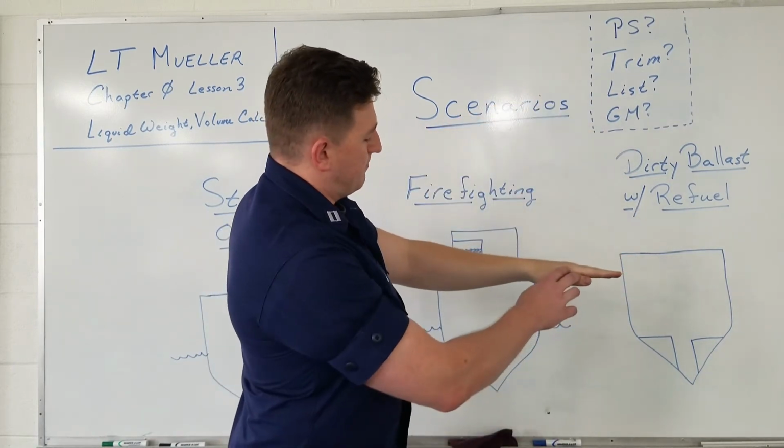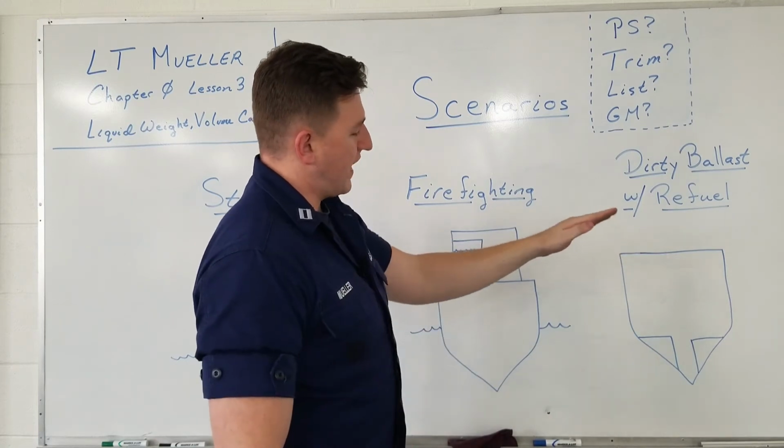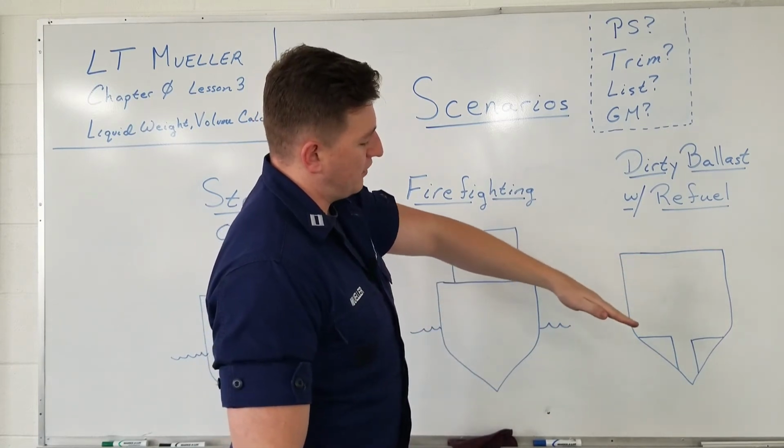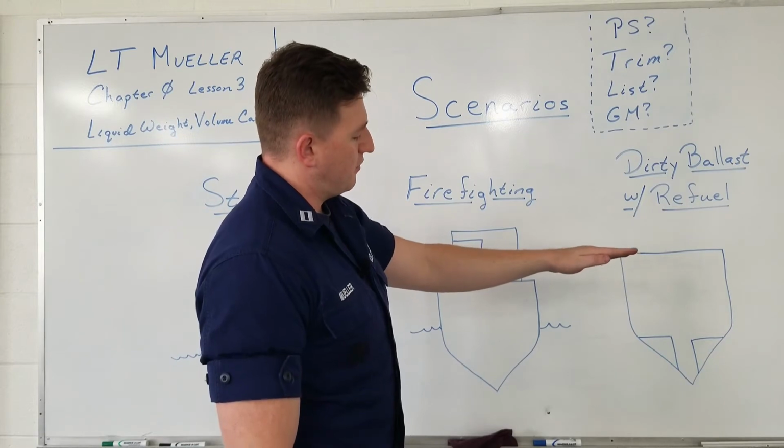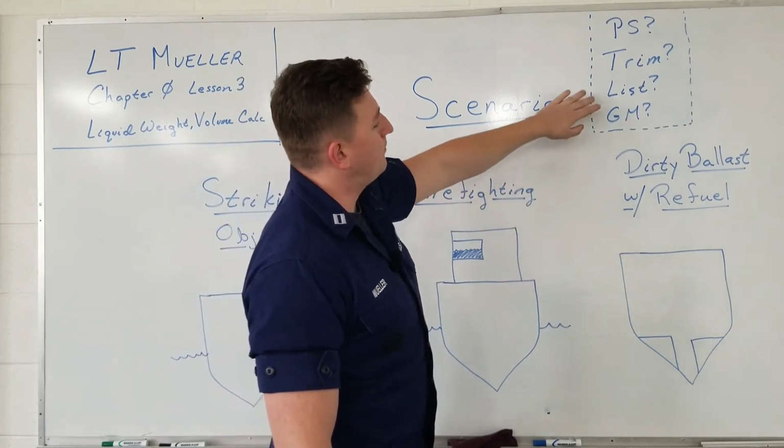Trim, if this is the bow and this is the stern, trim is how they are related to each other. So is the bow going to sink a little bit more than the stern, or is the stern going to sink a little bit more than the bow?